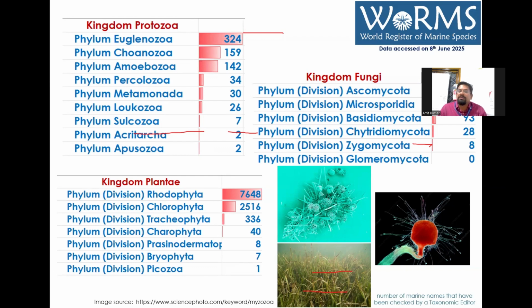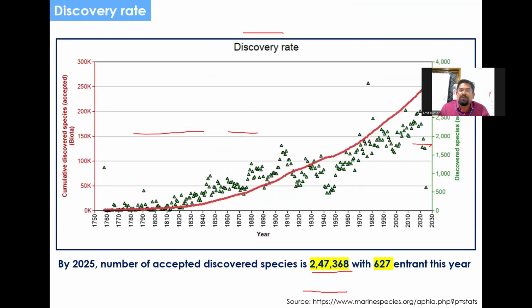In the kingdom Fungi, we can see the division Ascomycota has the highest number of marine fungi. Then we look into the kingdom Plantae, and we can see that the red algae, or the Rhodophyta, is being represented by more than 7,648 species, followed by the members of the other algae or other plants in Chlorophyta and Tracheophyta, right? So these are some of the general understanding of the marine phyla which are present in the world's ocean.